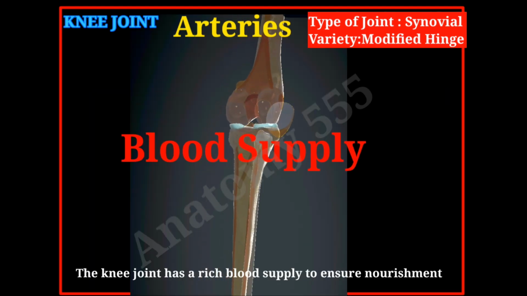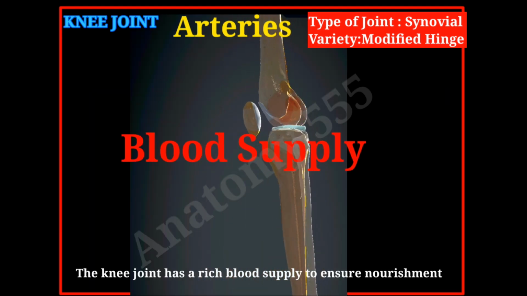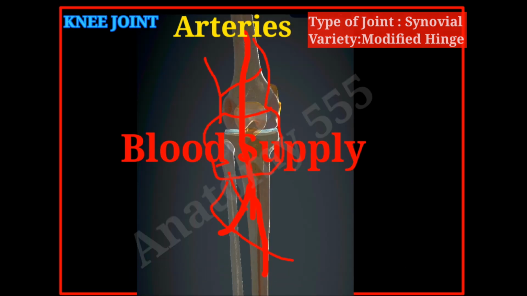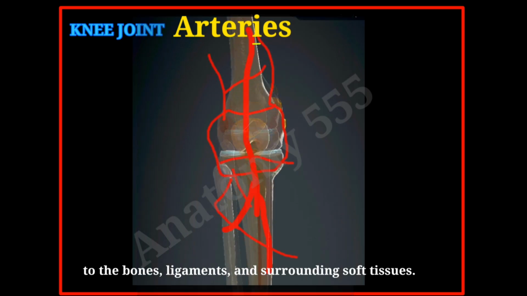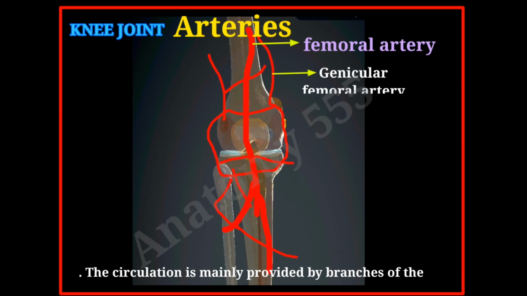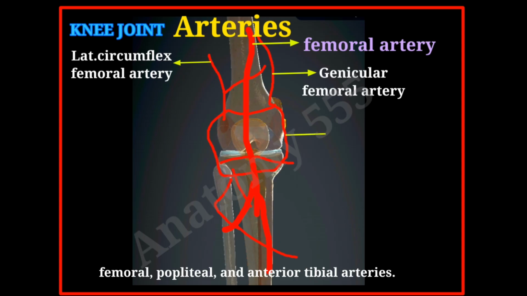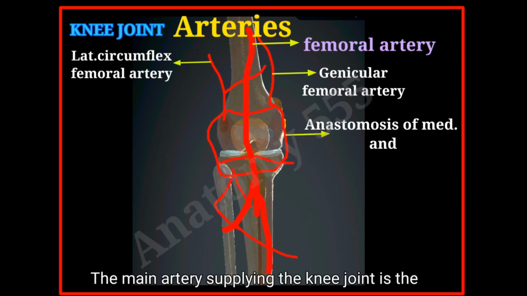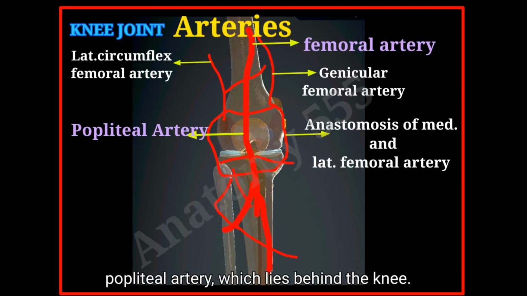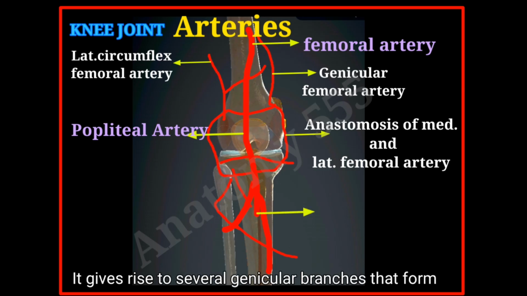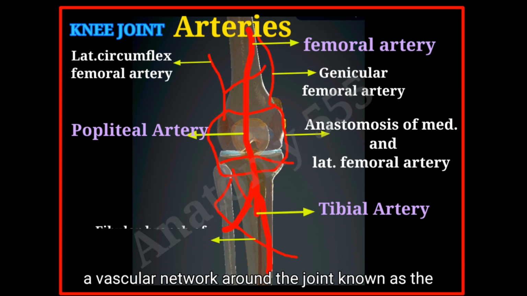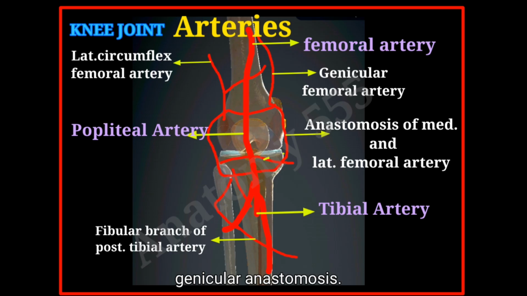Blood circulation of the knee joint. The knee joint has a rich blood supply to ensure nourishment to the bones, ligaments, and surrounding soft tissues. The circulation is mainly provided by branches of the femoral, popliteal, and anterior tibial arteries. The main artery supplying the knee joint is the popliteal artery, which lies behind the knee. It gives rise to several genicular branches that form a vascular network around the joint known as the genicular anastomosis.